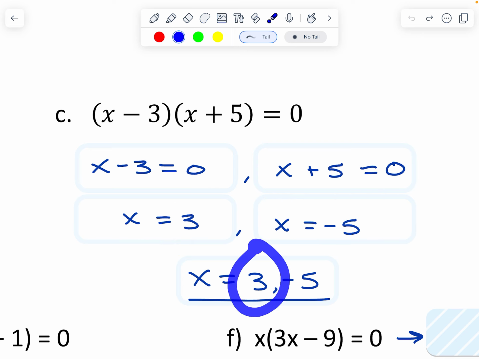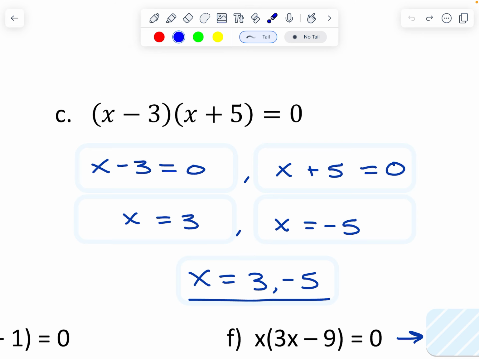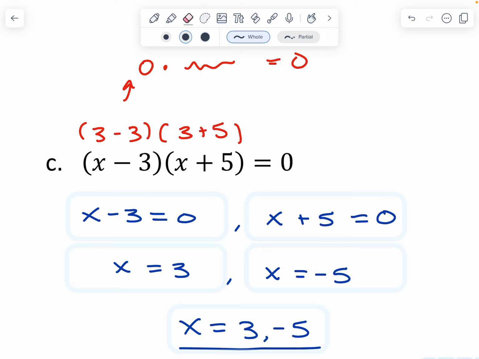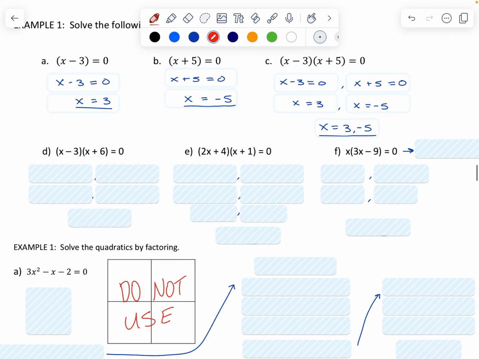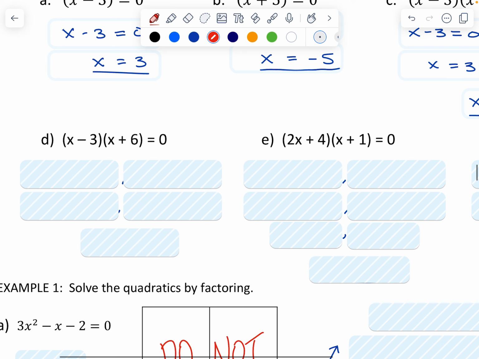If I took this 3 and substituted it in for x, it would make that whole thing 0. I would have 3 minus 3 times 3 plus 5. Well, 3 minus 3, that's 0, times anything, doesn't matter. 0 times anything is 0. So I can go ahead and substitute that back in to check and make sure that my solutions are correct. I would like you to try D and E. So please pause the video for a moment and try these, and we will come back in a minute and go over them together.